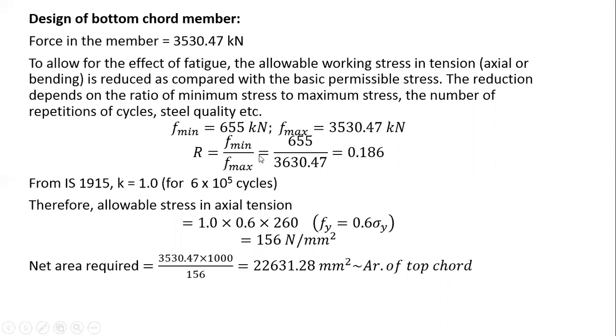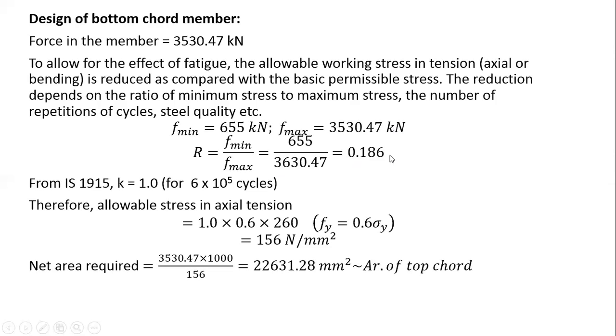So this is my minimum stress. If you check the values in which the various forces are given, this is the minimum value in the bottom chord member and this is the maximum value in the bottom chord. Both are tensile, of the same sign. There is no tension and compression, but this is minimum and this is maximum. So first I have to calculate the ratio R, which is given by F minimum by F maximum.